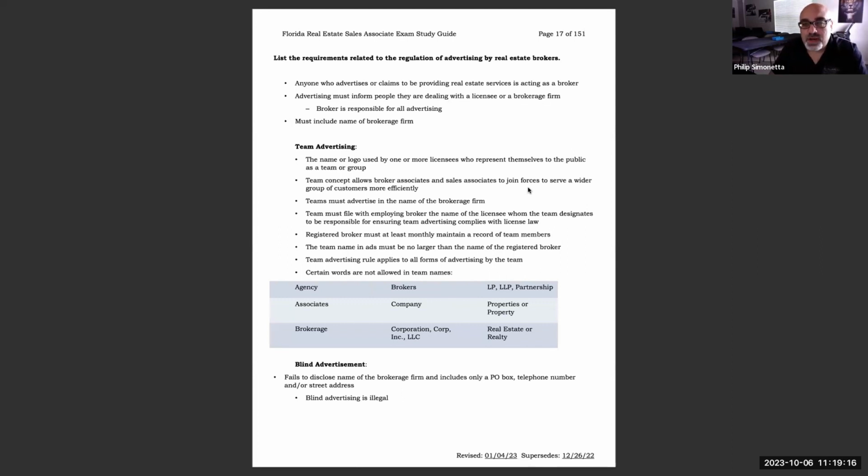Now we need to list the requirements related to the regulation of advertising by real estate brokers. Okay, so anyone who advertises or claims to be providing real estate services is acting as a broker. So if an agent runs an ad and doesn't have it approved by their broker, or they're running something in error, the broker is responsible. The broker gets in trouble, and so does the agent. So advertising must inform people that they are dealing with a licensee or a brokerage firm. The broker is responsible for all advertising.